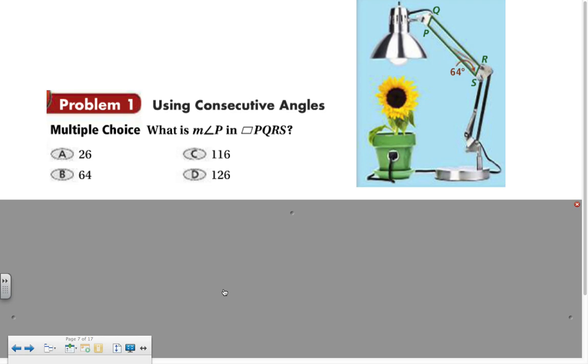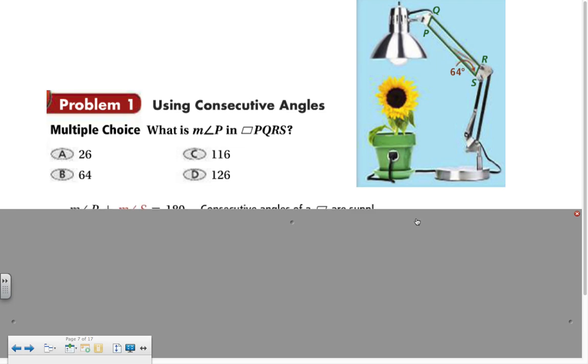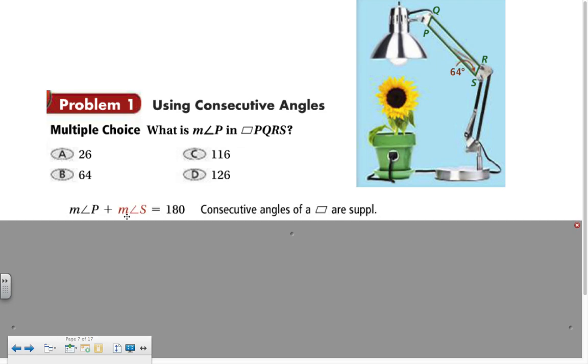Using consecutive angles, what is the measure of angle P in parallelogram PQRS? So here's parallelogram PQRS. We have that angle S is 64. Let's find angle P. Knowing that it is a parallelogram, and we can see that here because it's listed there, opposite sides are parallel and consecutive angles are same side interior. So therefore they are supplementary. So I know that angle P and angle S need to add up to 180 because consecutive angles of a parallelogram are supplementary.